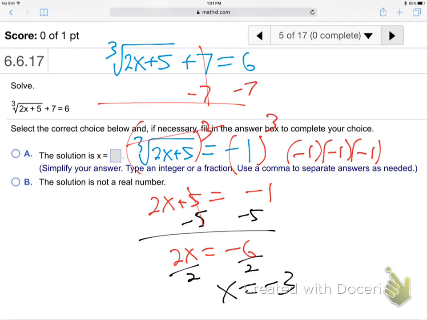How are we doing? How many got minus 3? A lot of us? Good. More than half, that's good. Questions I can answer? All good? All right.